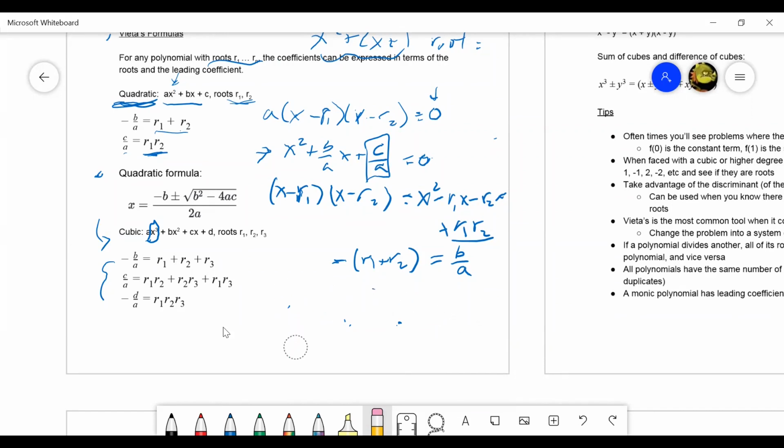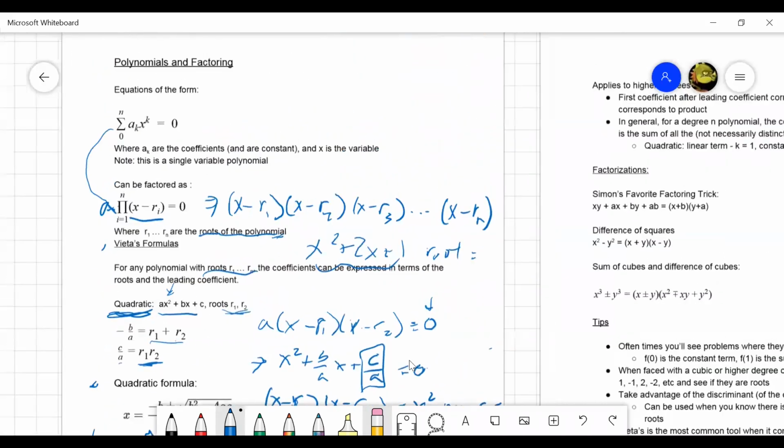With that established, we can do the same thing. The way that you derive Vieta's for quadratics is the exact same for cubics. You simply expand it out. The end results are here, where negative b over a is the sum, negative d over a is the product, and c over a is the sum of the pairwise products.